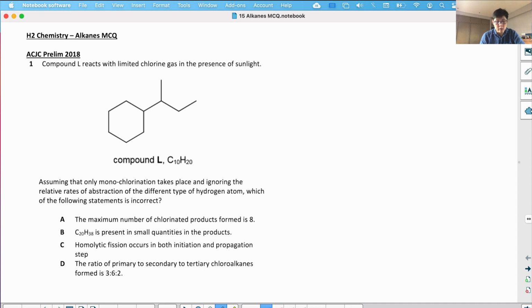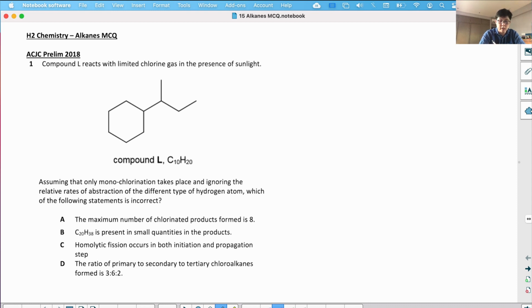Okay, this is compound L. Assuming only monochlorination takes place, ignoring the relative rates of abstraction of different types of hydrogen, which of the following statements is incorrect? Okay, so let's look at the first part. You say the maximum number of chlorinated products formed is 8.